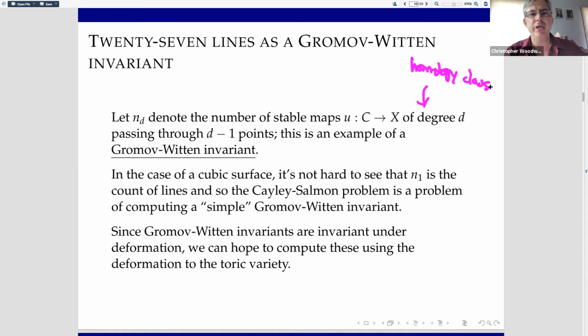If I'm just looking at lines, then d is 1, and so there's no constraint. And this is Cayley's result that there are finitely many. So this Cayley-Salmon problem is basically saying you want to compute the first non-trivial Gromov-Witten invariant of the cubic surface. One of the key properties of the Gromov-Witten invariants is they're invariant under deformation, so you can in fact just hope to compute these using the toric picture.